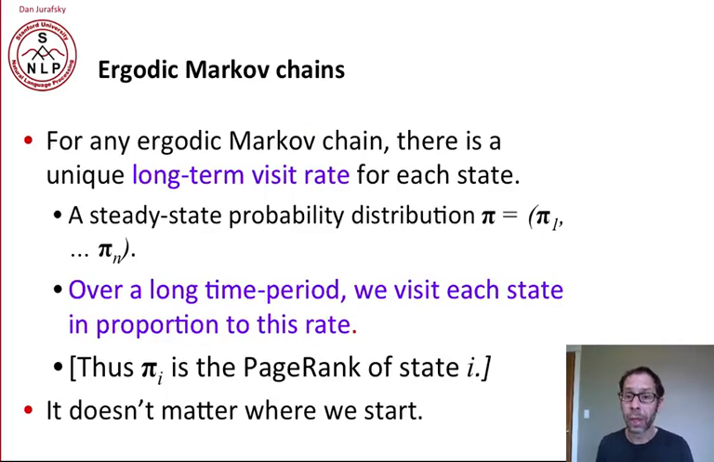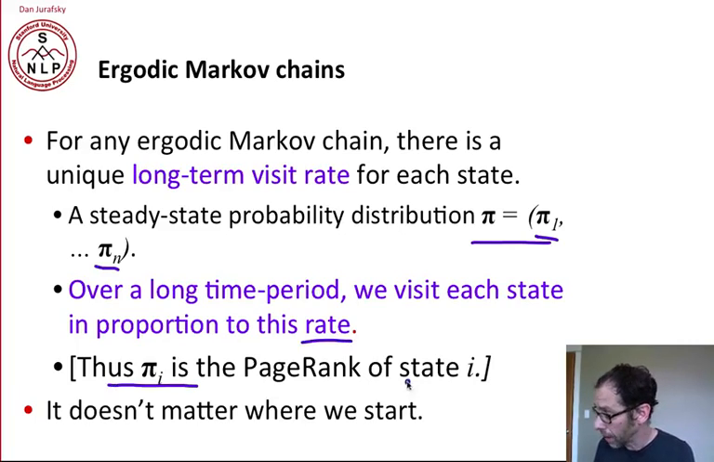Now, it turns out that for an ergodic Markov chain, there is a unique long-term visit rate for each state. So there's a steady state probability distribution, pi, so pi 1 through pi n. That's the probability for each state. Pi 1 is the probability of long-term ending up in state 1. Pi n is the probability of long-term ending up in state n. And over a long-term period, we'll visit each state in proportion to this rate pi. So pi sub i is going to turn out to be the PageRank of state i. And it turns out it doesn't matter where we start.